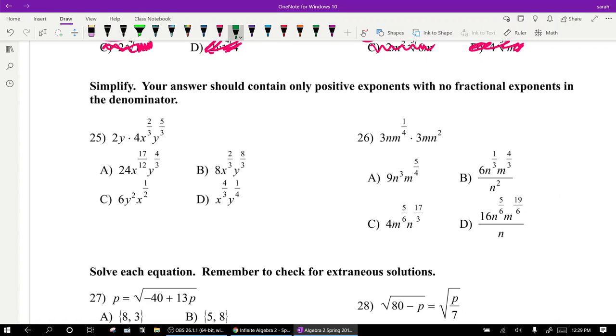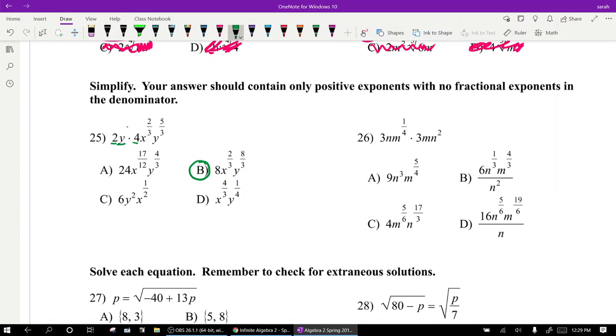So let's start out. I have a 2 times 4. That's just regular multiplication, which is 8. Well, look at this. I only have one that has an 8, so I really don't even have to know my rules because that's the only one it could possibly be. But let's go ahead and figure out these rules anyway.